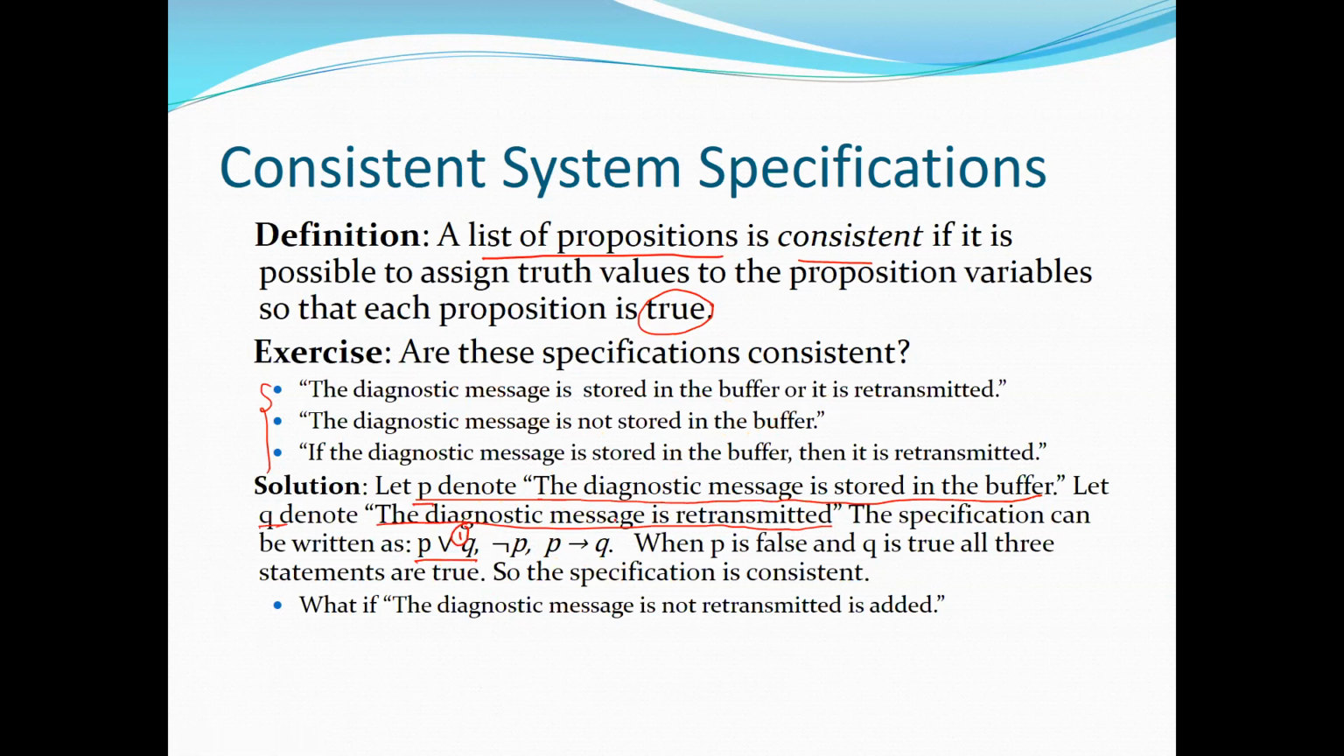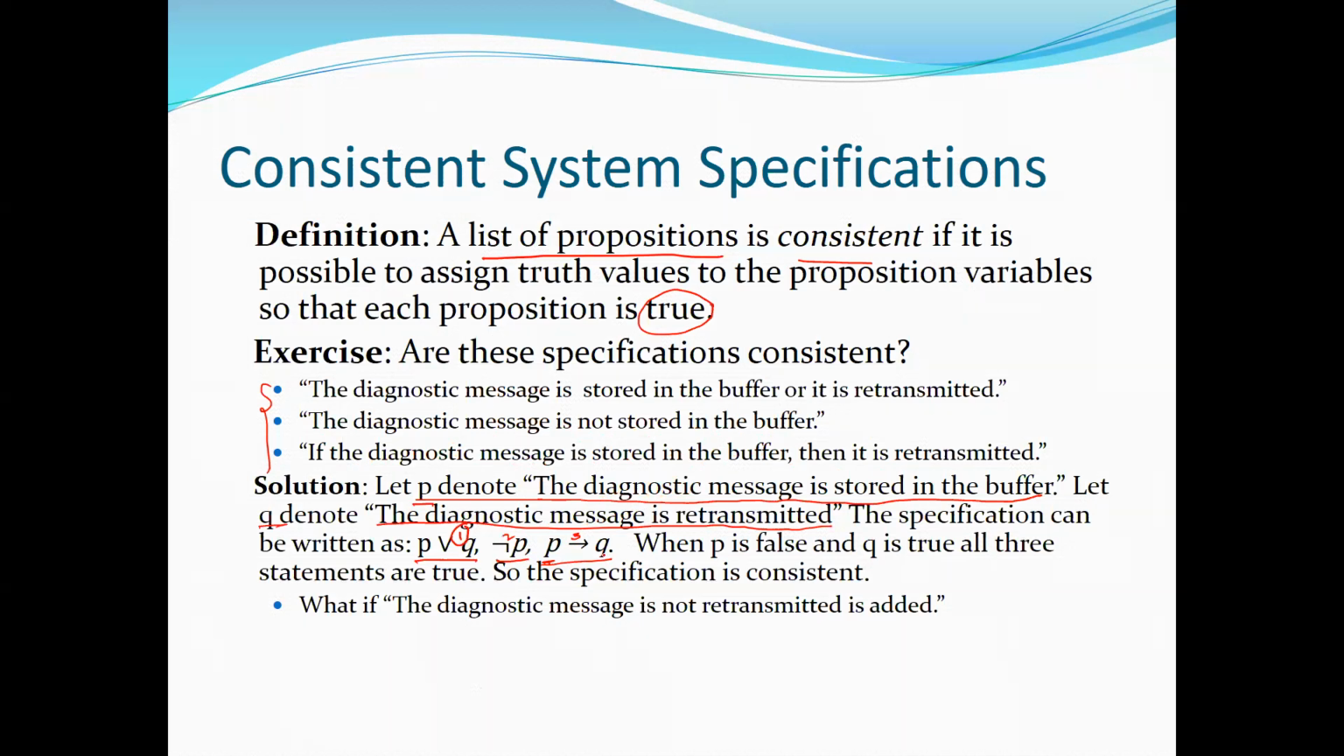The second statement is that the diagnostic message is not stored in the buffer. That is simple: the negation of P. And the third statement is, if the diagnostic message is stored in the buffer, then it is retransmitted. What does that mean? It's simple: P implies Q. So this is statement number 2, this is 3. This is how they are represented using propositional logic.